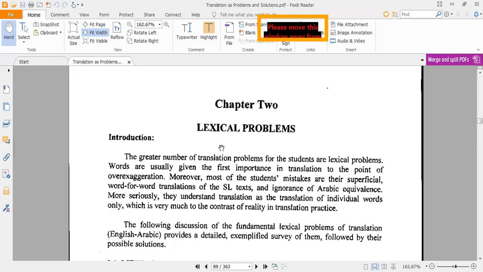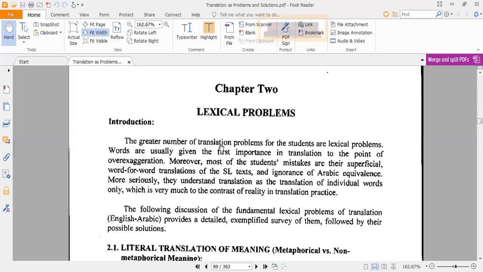Today we are going to move and to talk about lexical problems. Actually, lexical problems, these problems occur at the word level. Also, they are the widest type of problems and difficulties that students usually face.